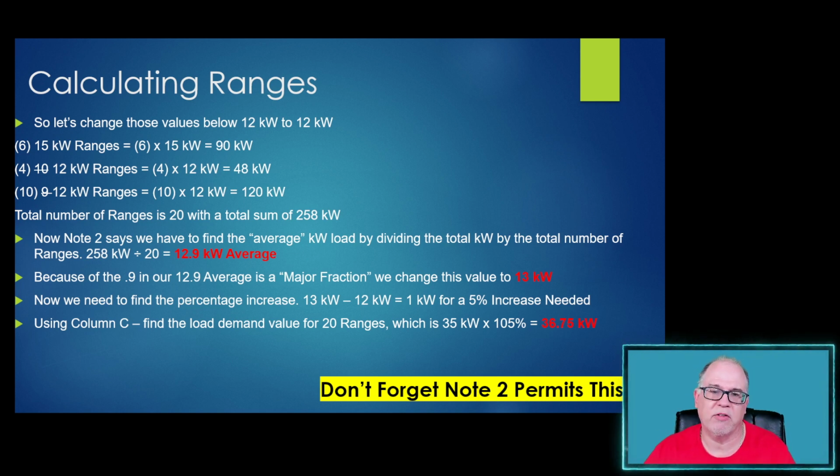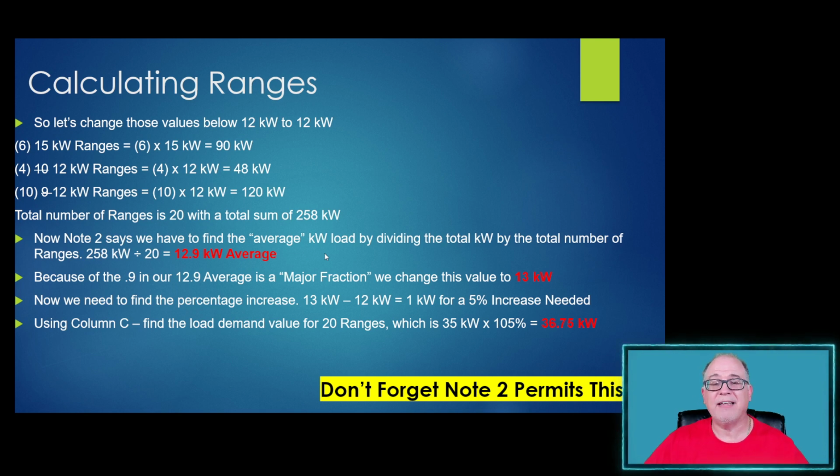Once we had that sum, we finished the first part of that note. Now it moves on and says, you know what? We got to get this average. How do we do that? Well, note 2 says we have to find the average in kW, a load, by dividing the total kW by the total number of ranges. This was my total kW, 258. I'm dividing that by 20 because we have 20 ranges. And that is 12.9 kW.